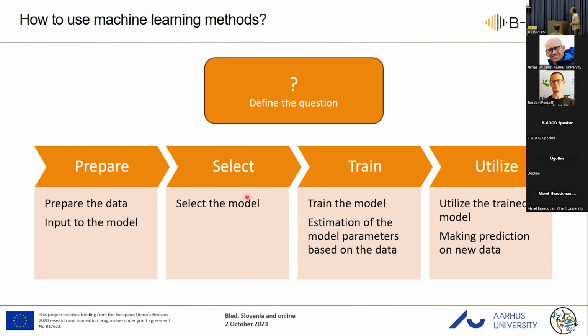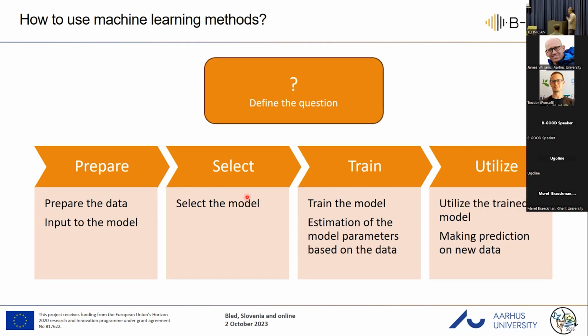And the next step is to select the model. We have many different machine learning models available now, and we need to find the right models for our problem. Later, I will show you three different models I have tried on the data we collected in BeGood. Now we have the model and also have the data prepared for our problem.